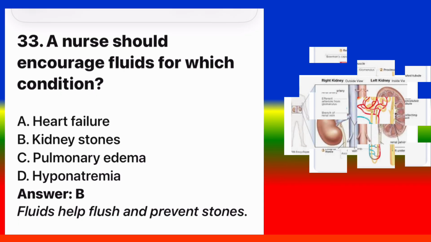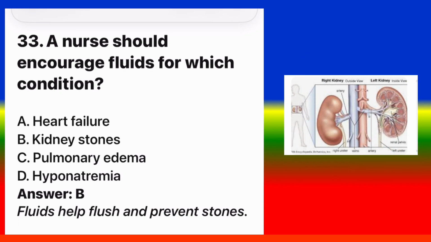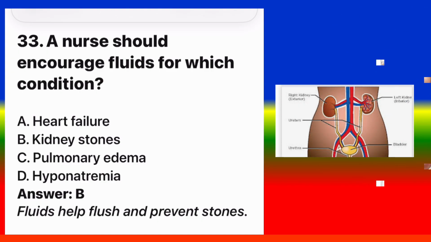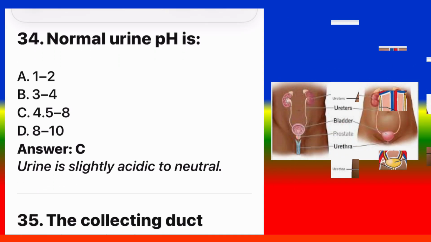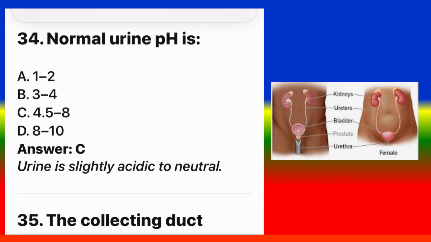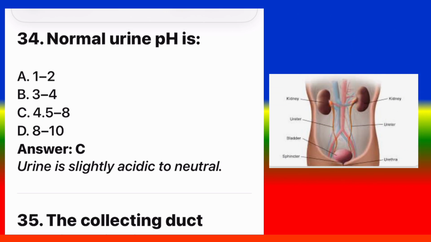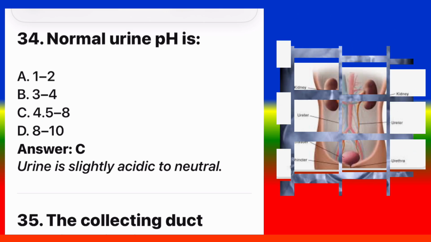33, a nurse should encourage fluids for which condition? A, heart failure; B, kidney stones; C, pulmonary edema; D, hyponatremia. Answer B, fluids help flush and prevent stones. 34, normal urine pH is: A, 1 to 2; B, 3 to 4; C, 4.5 to 8; D, 8 to 10. Answer C. Urine is slightly acidic to neutral.